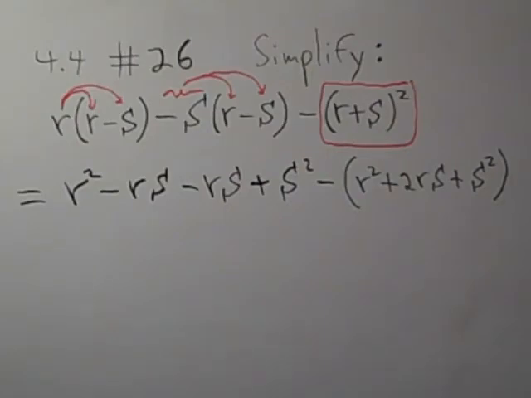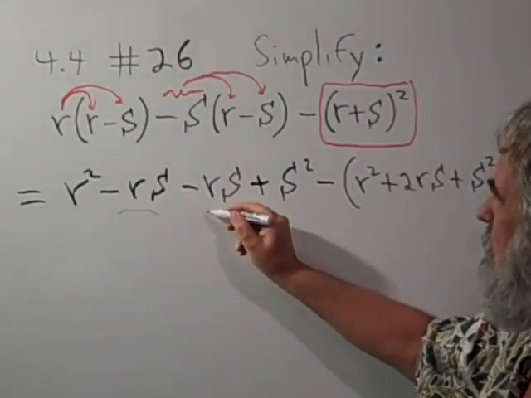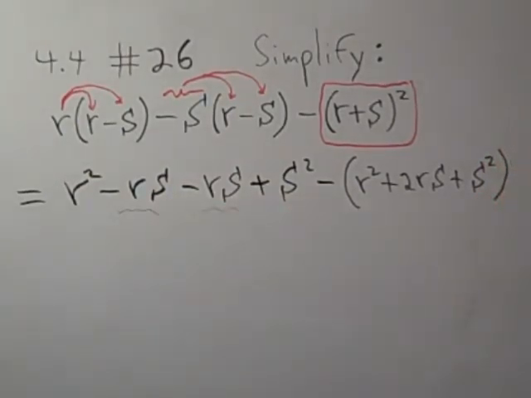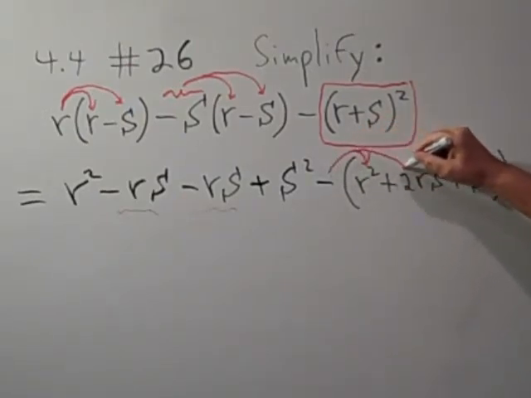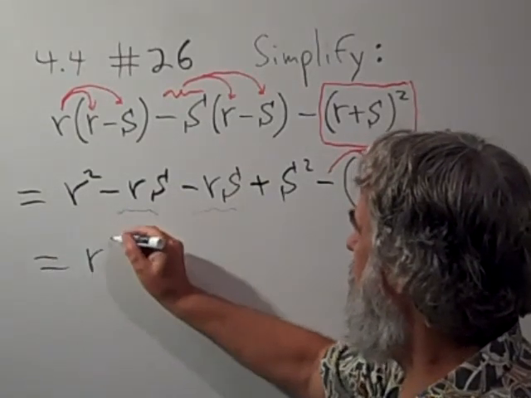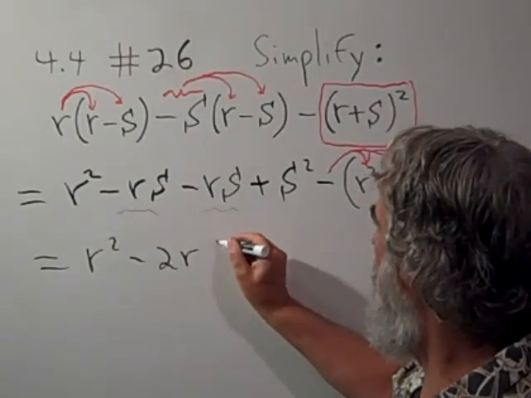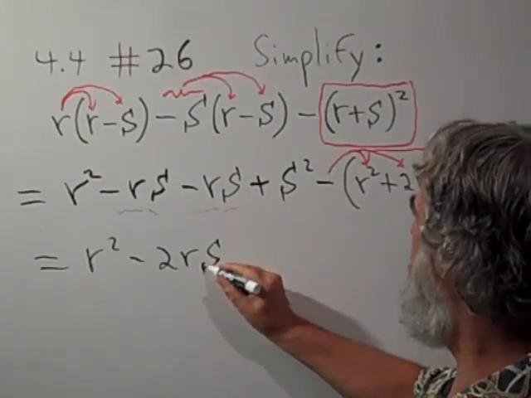Okay, now at this point, we can do a couple of things. We can certainly combine these two like terms, negative rs will be negative 2rs. And we can also distribute this negative, finally, here through the parentheses. So when we do all this, we end up with r squared minus 2rs. Negative rs is negative 2rs.